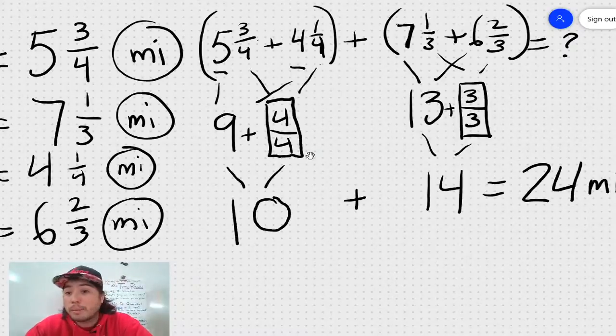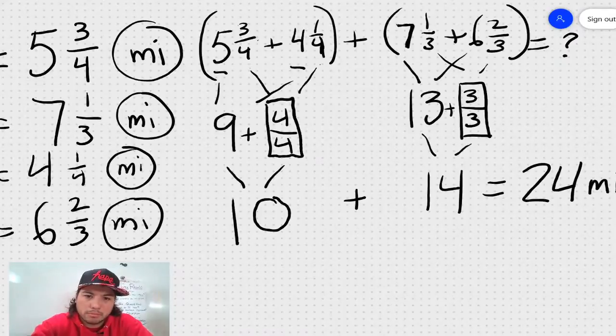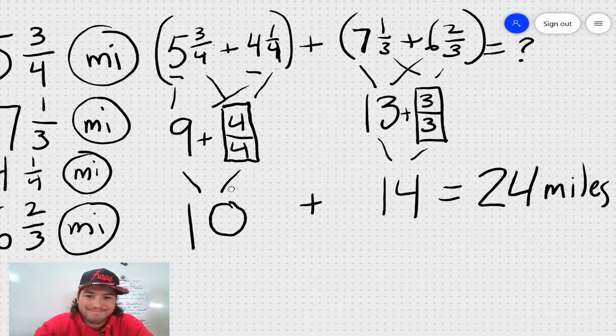Instead, I thought about the whole problem and said, oh, it's all adding, so I can rearrange them to make it easier on myself. That's part of not only being accurate, but being efficient with your math. And then we end up with a total of 24 miles. And you can see it says miles there. If I drag that over, there it is.